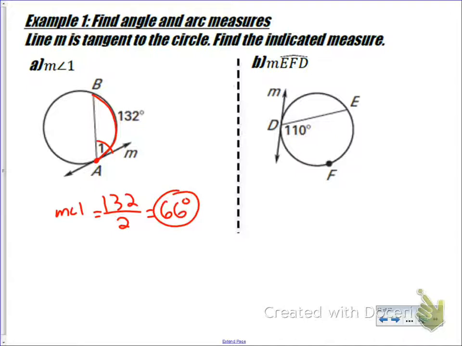Alright, in B over here, instead of being given the arc like we are in A, we're given the measure of the angle, which is 110 degrees. So angle D down here is going to be 110 degrees, and we want to find the measure of arc EFD. So we're just going backwards. If the angle is half the arc, that means the arc is going to be 2 times whatever the angle is. So the measure of arc EFD is going to be 2 times 110, or 220 degrees.